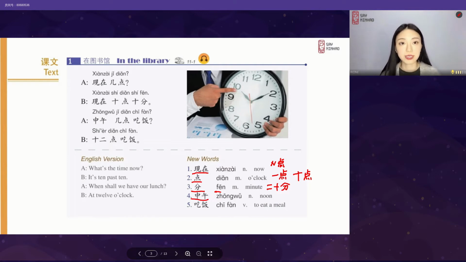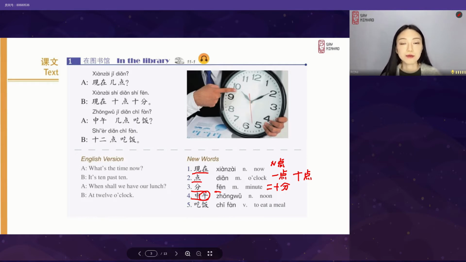Next one is 中午. Read after me please. 中午. Pay attention to this 午. When we are talking about 午 alone, it is a 2-1-4 pitch, a third tone. But when it is after another tone, it will be read as a half third tone. So it is 中午, okay? 中午, it means noon.